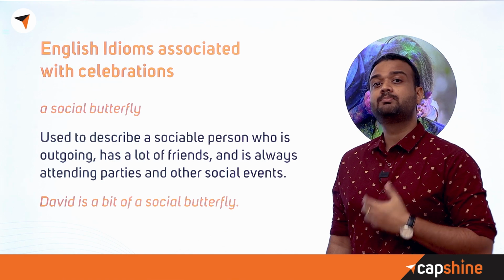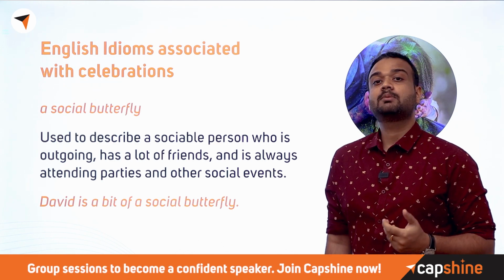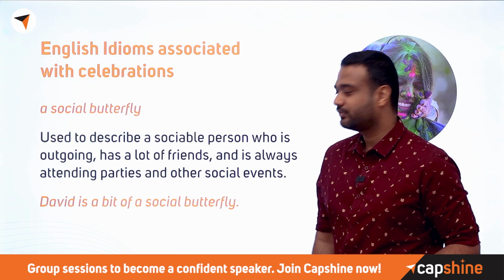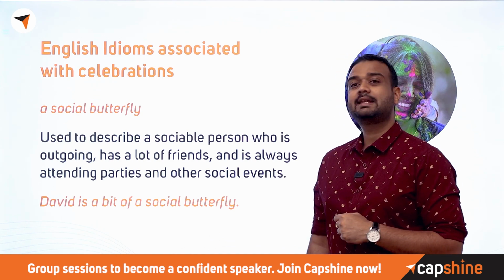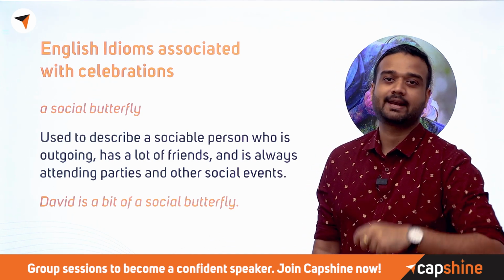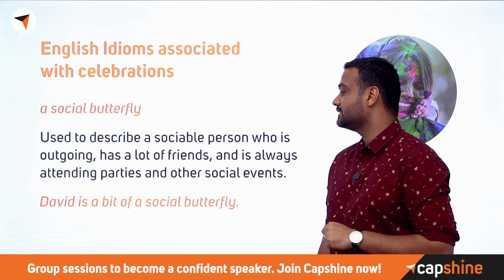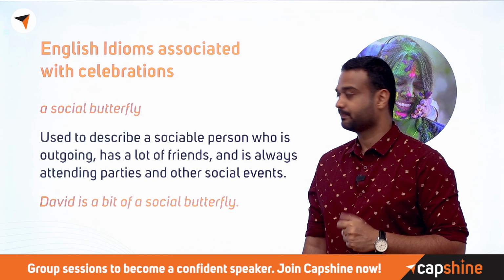A social butterfly. When someone's a social butterfly, they are very sociable, they're outgoing, they have a lot of friends, and they usually like to attend a lot of parties, and people want to invite them to a lot of parties because they're very sociable and good to have. David is a bit of a social butterfly, right?